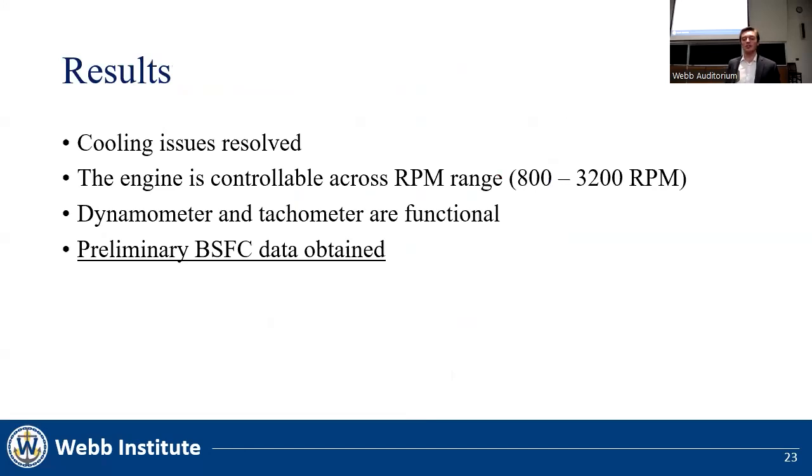Moving on to the results at this time. Early testing revealed deficiencies with the lab central cooling system, and as of Friday, these issues were resolved and preliminary test results were obtained. We are in a position to complete the test matrix in the next few days. So at this point, we can say the Yanmar engine is controllable across its RPM range from 800 to 3200 RPM. The dynamometer and tachometer are functional, and preliminary data for brake-specific fuel consumption has been captured.